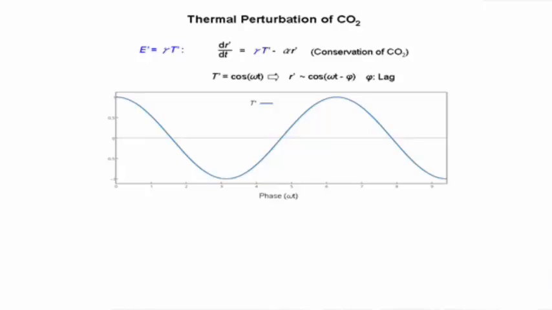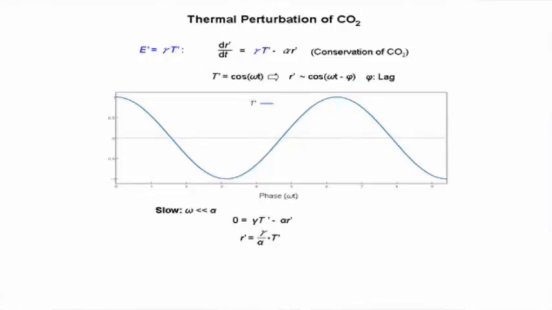For frequency omega much slower than absorption, alpha, the rate of change of CO2 mixing ratio, R, is negligible. The conservation law then reduces to a balance between emission and absorption. R is then directly proportional to temperature. CO2 varies in phase with temperature, with zero lag. Under these conditions, CO2 has unlimited opportunity to adjust to its instantaneous equilibrium level, which drifts with temperature.